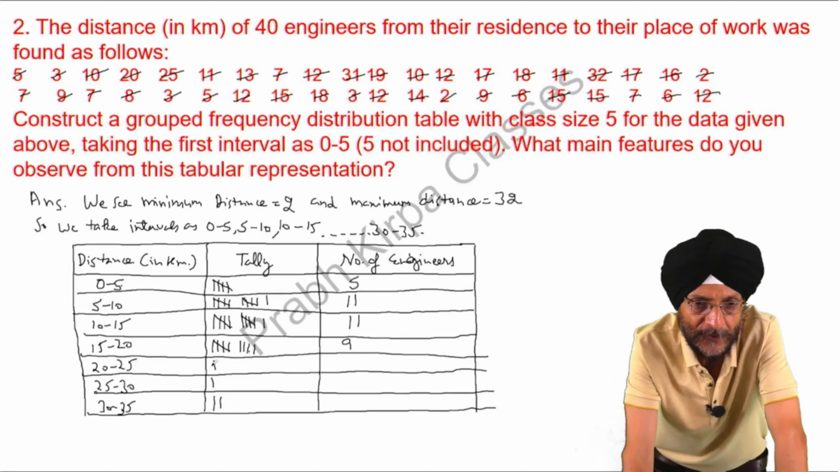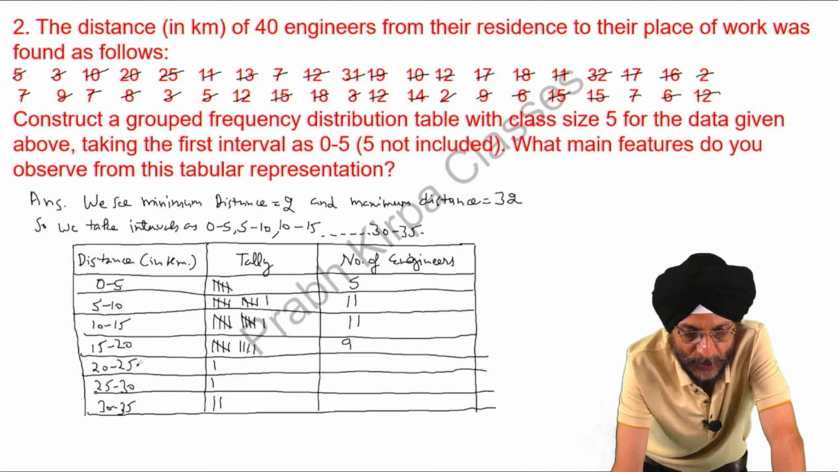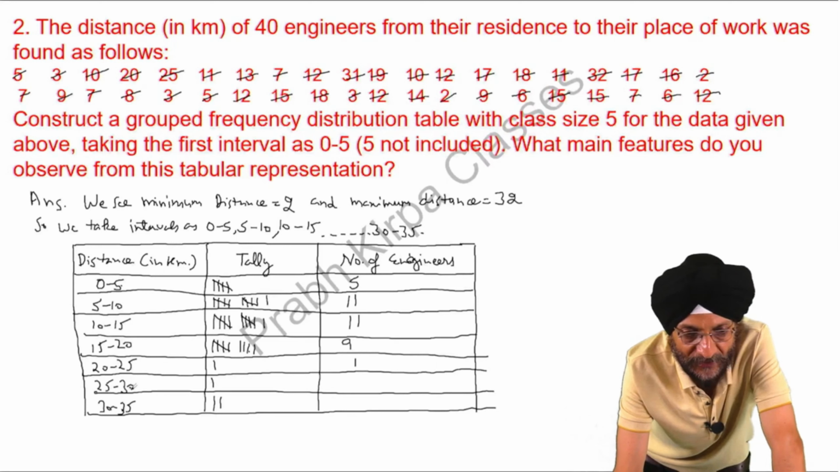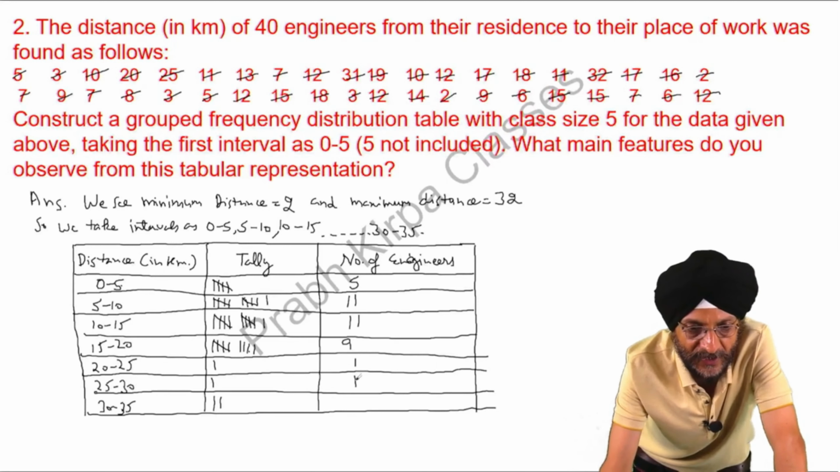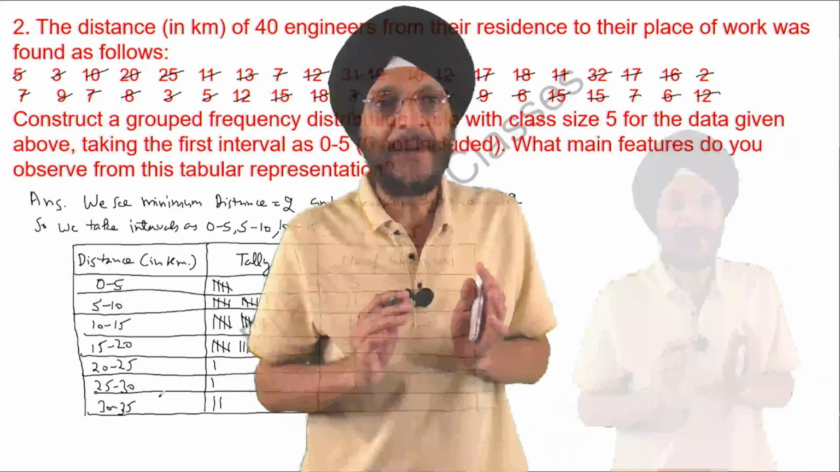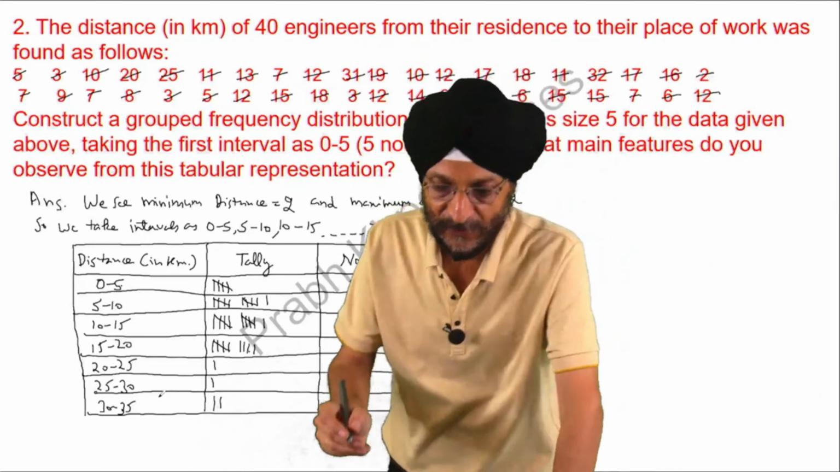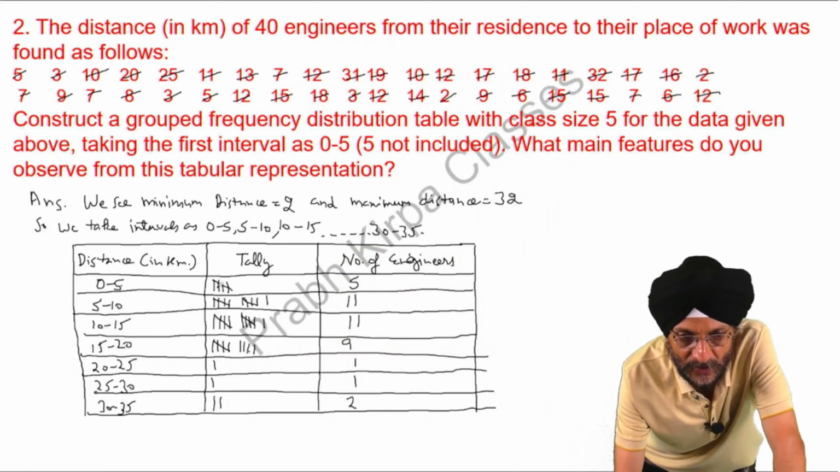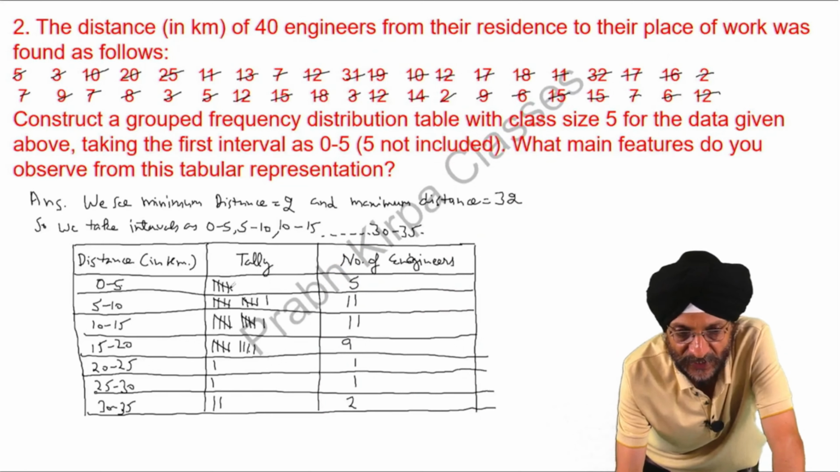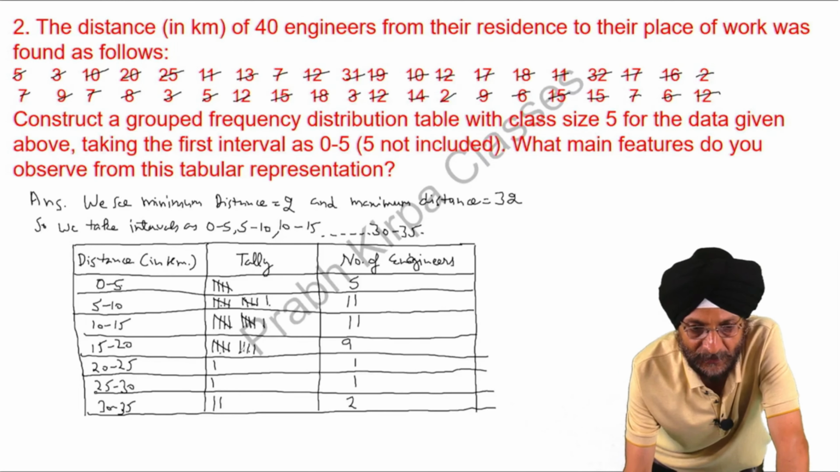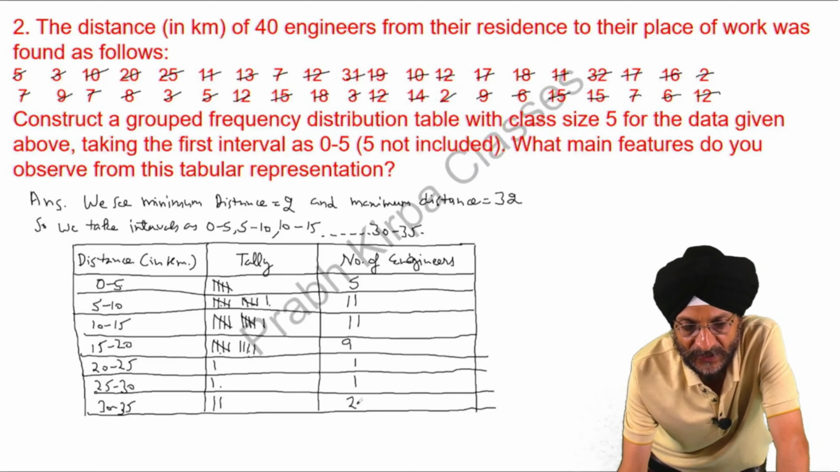20 to 25, the number of engineers who travel 20 to 25 are 1, the number of persons who travel between 25 to 30 are 1, and the number of engineers who have to travel the distance between 30 to 35 are 2, because we are to count the same. This was 5, this was 5 plus 5 plus 1, 5 plus 4, 1, 1, and 1 plus 1, 2.